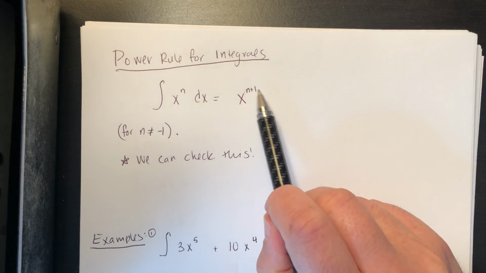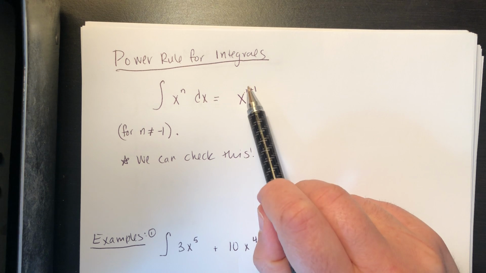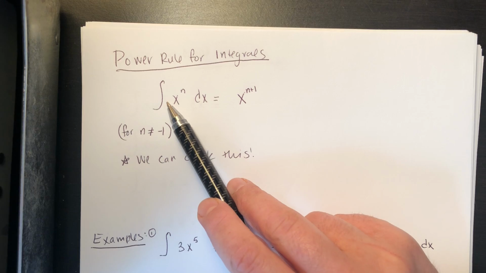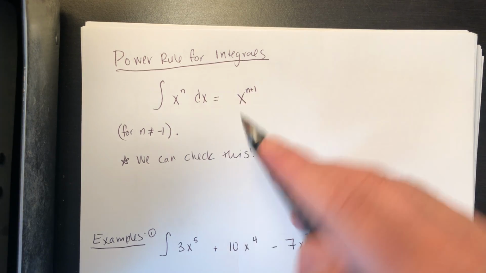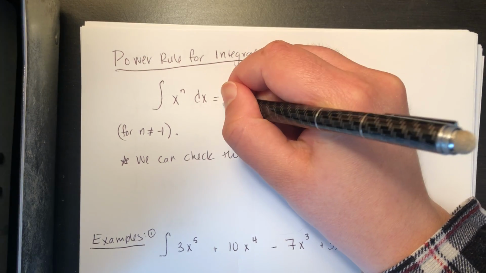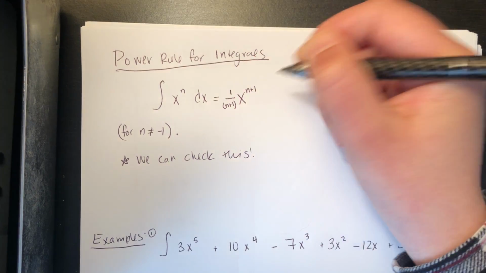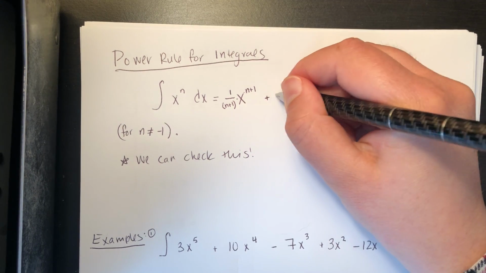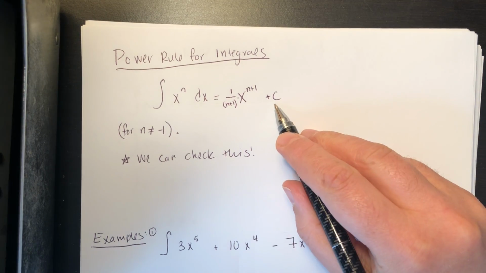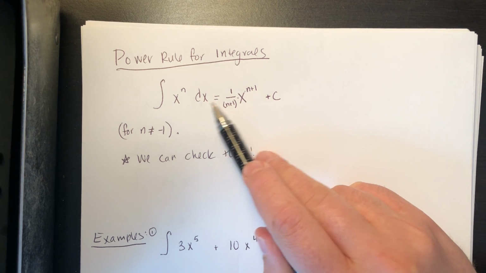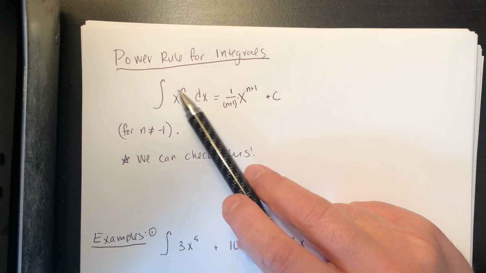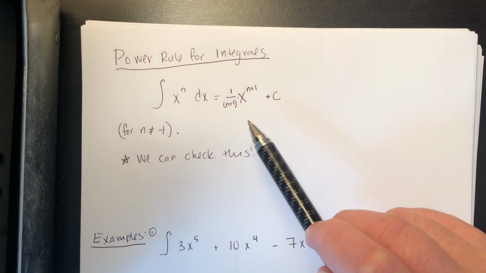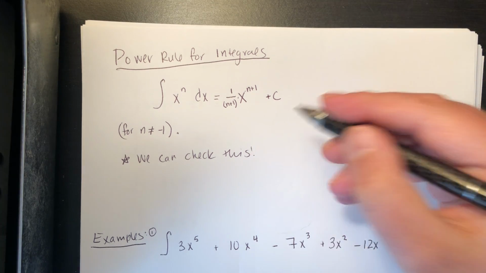But we also need to account for the fact that when we take the derivative of this, we would be moving that old exponent down in front as a coefficient, and we don't see that here. So to correct for this, we have to put a factor of 1 over n plus 1 out in front. And of course, anytime you're doing an indefinite integral, you put a plus c, because you could have a constant added at the end here. But this is what the power rule for integrals says. It says the antiderivative of x to the n would be 1 over n plus 1 times x to the n plus 1. And if you're not convinced by this, we can check it.